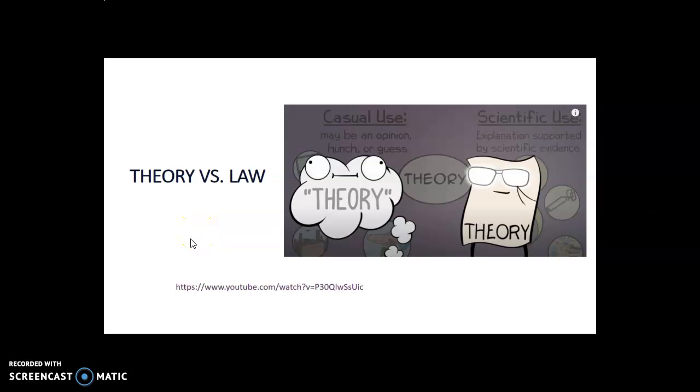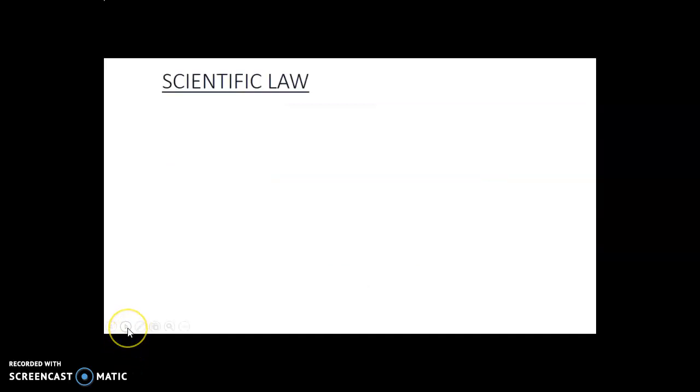So we're talking about scientific theories and laws and how those two things are completely different things. Okay, so here we go. Now you don't have to write down every single thing. You will want to write down this first term.